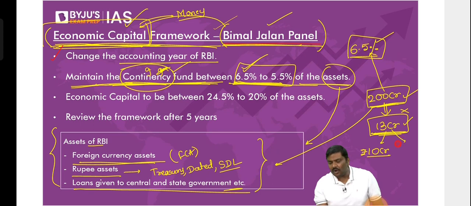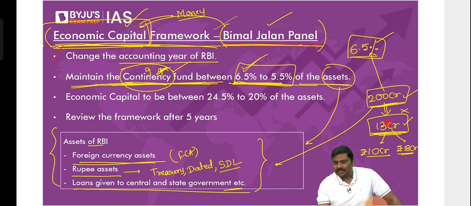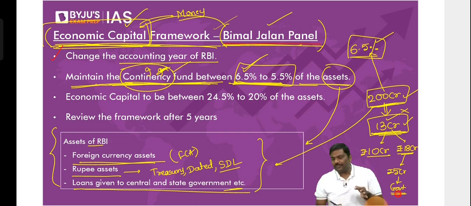So what if the contingency fund already has more than 13 crore? Let's say you already have 18 crore rupees in the contingency fund. What does it mean? It simply means you are supposed to hold 13, but you already have more than 13, that is 18 crore, more than what is required. So what the committee says is, you need 13, take out 5 crore out of this and transfer it to the government.